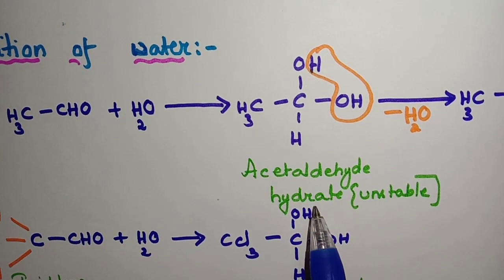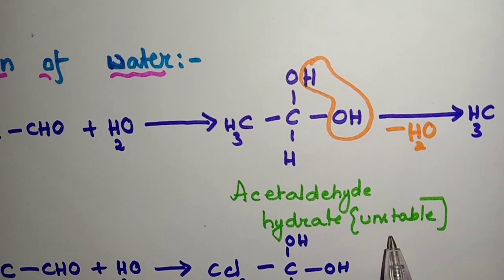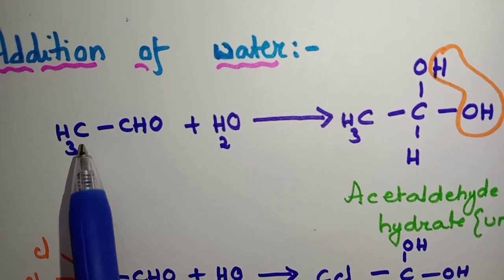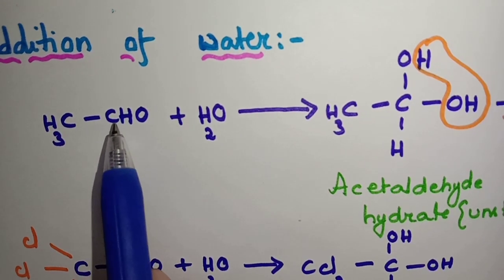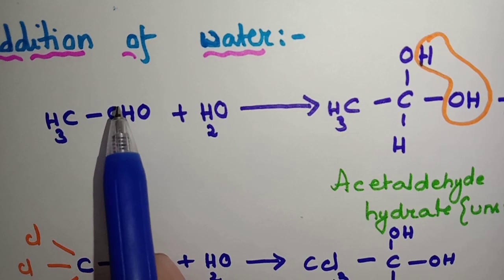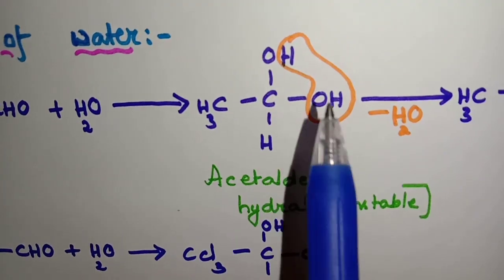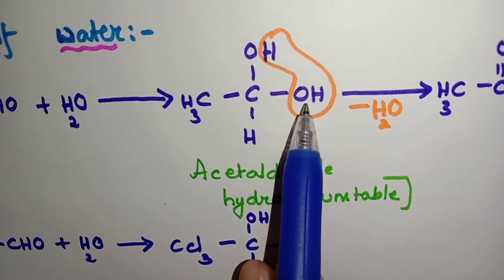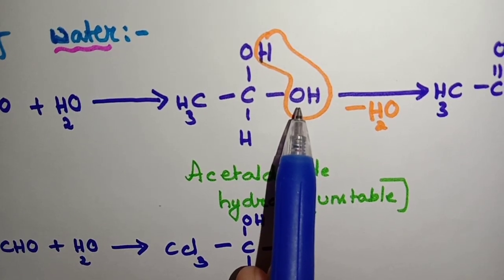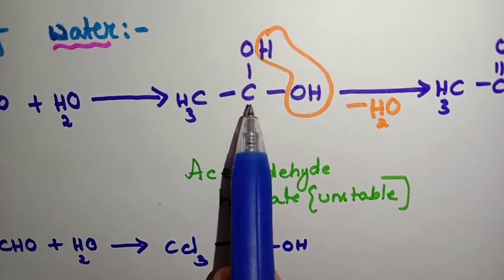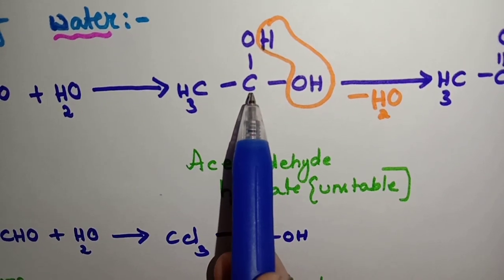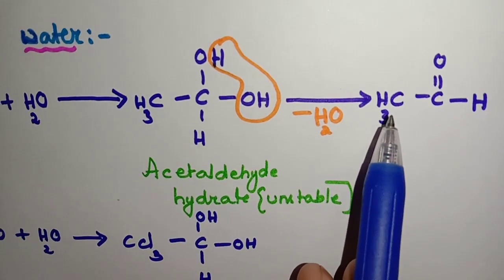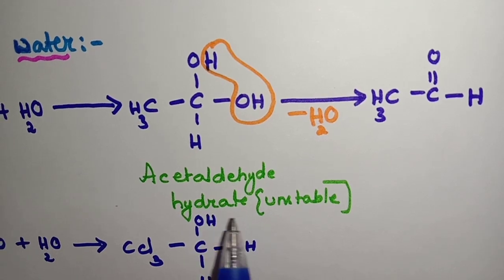But this acetaldehyde hydrate is unstable. So what is happening here when water molecule comes to acetaldehyde? You all know acetaldehyde has CH3, C double bond O. That pi bond breaks up and near oxygen H comes and near carbon OH comes. So what are there on carbon? Two OH groups. In all the previous videos I was telling you, if there are two OH groups on a single carbon, it is unstable. Immediately water molecule comes out. Therefore we say that acetaldehyde hydrate is unstable.